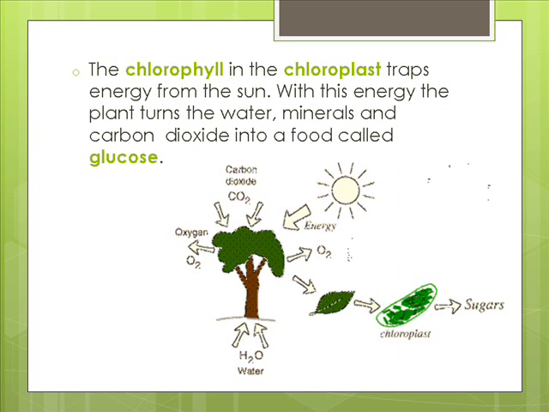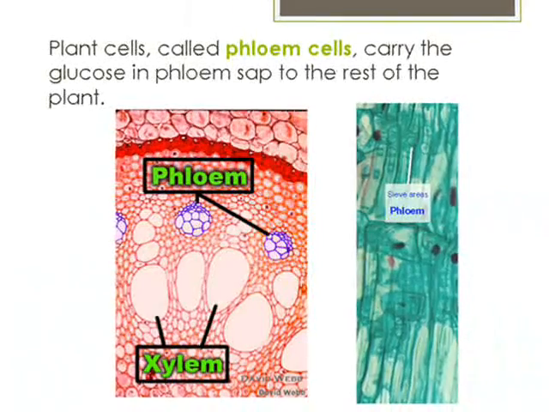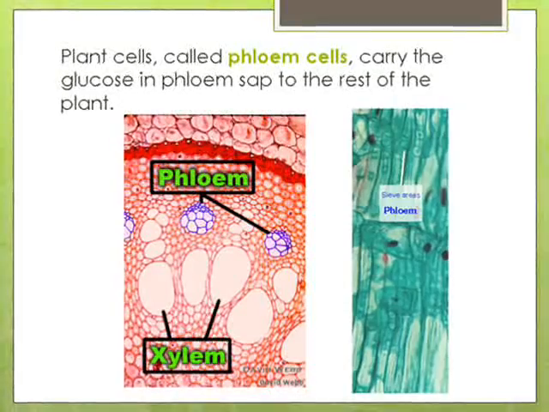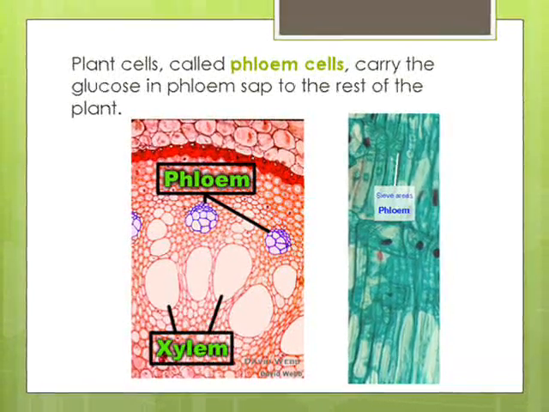The chlorophyll in the chloroplast traps energy from the sun. With this energy, the plant turns the water, minerals, and carbon dioxide into a food called glucose. Plant cells, called phloem cells, carry the glucose in phloem sap to the rest of the plant.